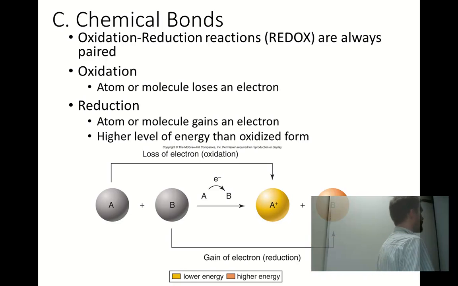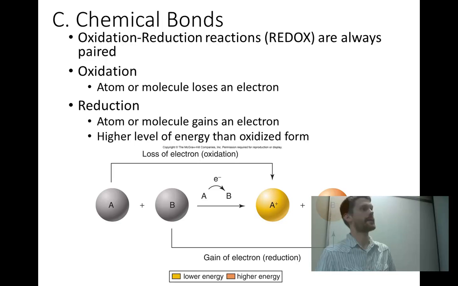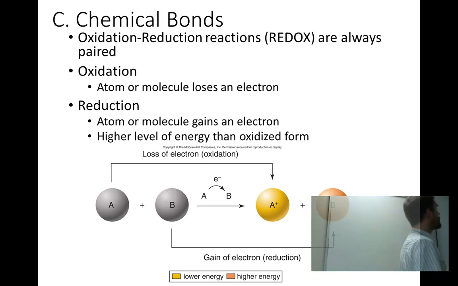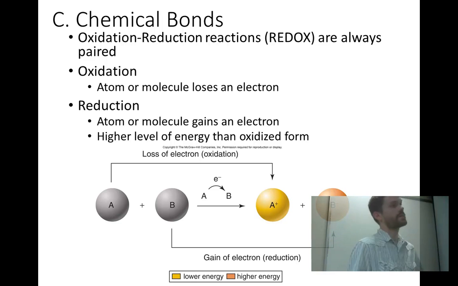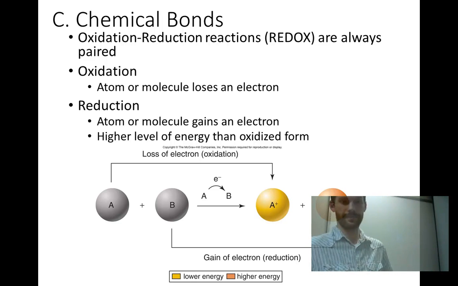The reduced form of a molecule, the one that has the extra electron, has more energy. Okay, so the reduced form of the molecule is the one with more potential energy.